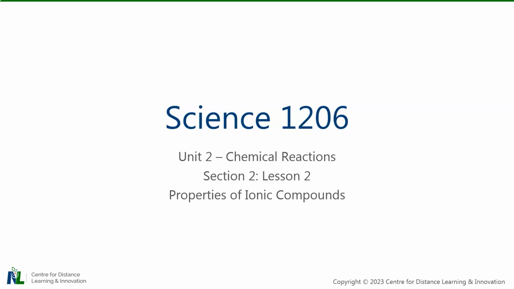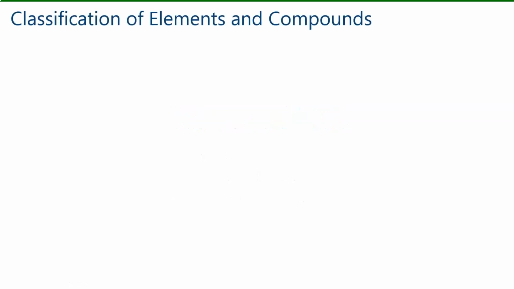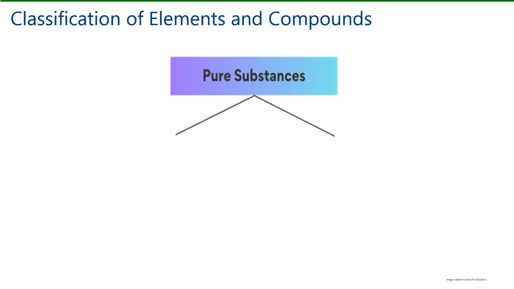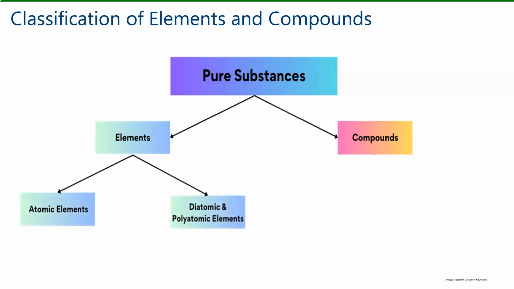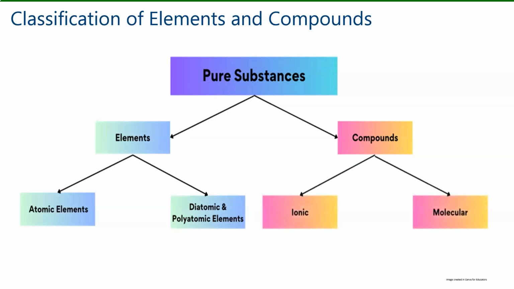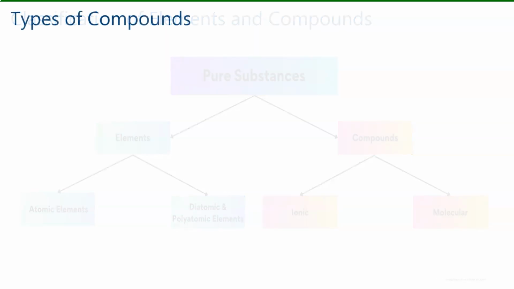So let's begin. Let's start with a review of the classification of elements and compounds. Pure substances can be further divided into elements and compounds. Elements can be further subdivided into atomic elements and diatomic and polyatomic elements. Compounds can be divided up into ionic and molecular compounds, and in this video, we will focus on ionic compounds.